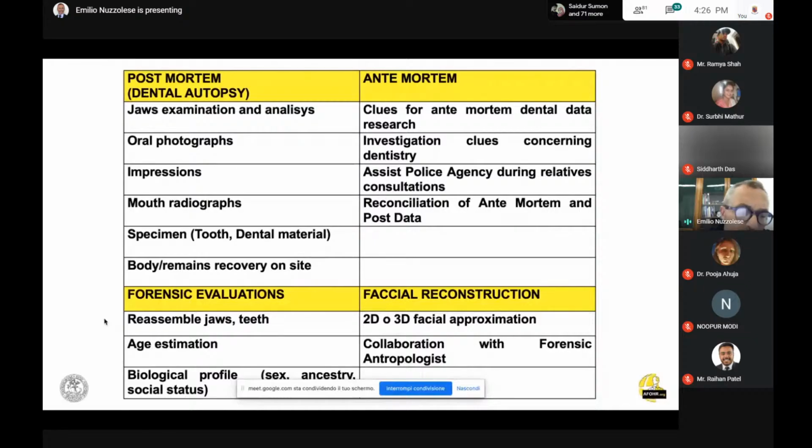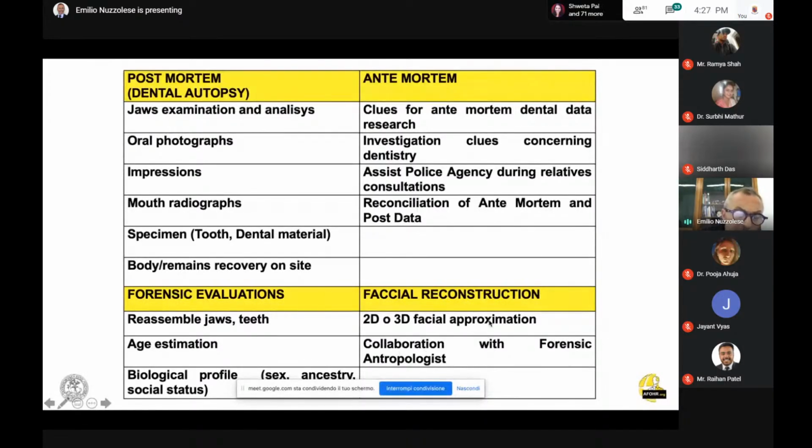possible compatible candidates. Then we perform a biological profile like sex, ancestry, social status, habits, even oral hygiene habits can be useful when we need to search for possible missing persons that could be compatible with the human remains we are performing the post-mortem collection.